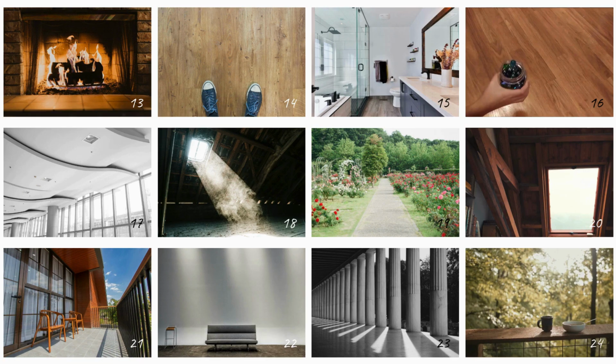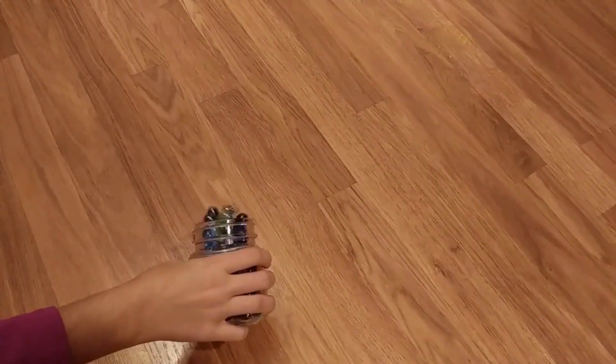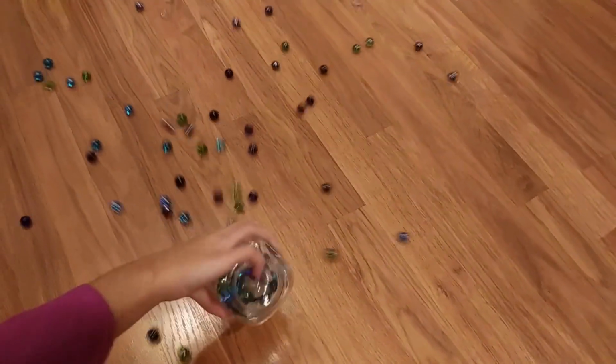The next image, image 16, is actually a video. Someone is pouring marbles on a wooden floor. The marbles are rolling across the wooden floor.